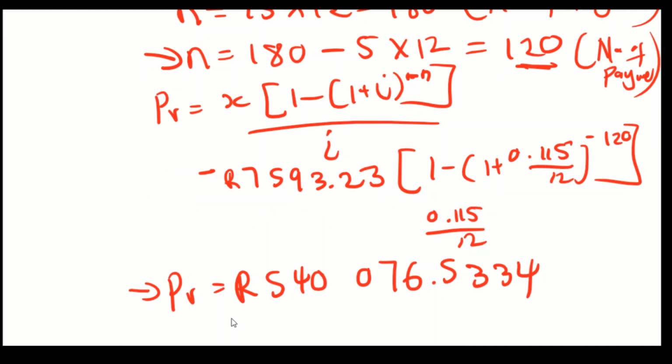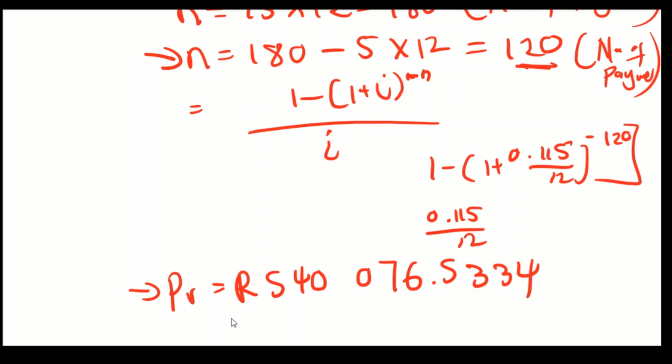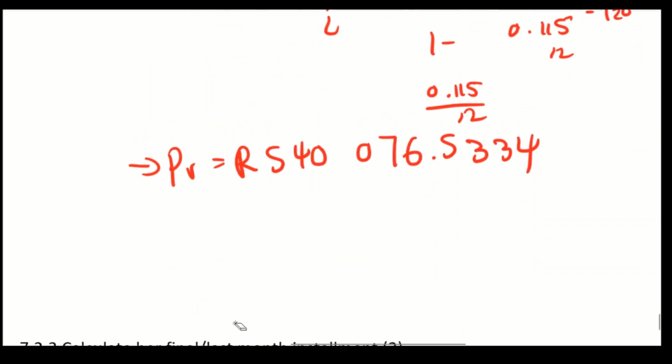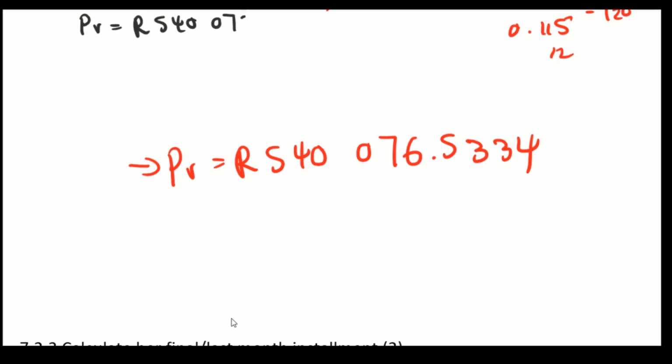So we want to identify how long it would take once this person starts paying 9,000 Rand monthly, right? So let me do this. What you're going to do is this: when I say, okay, fine, now you have your PV being equal to 540,076.5334, right? So you have your PV.